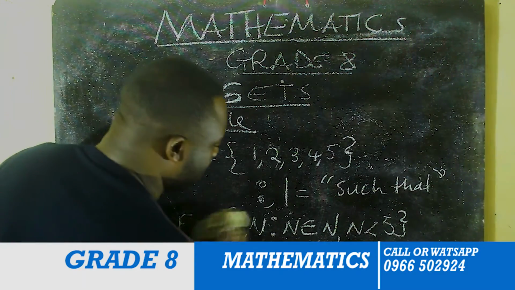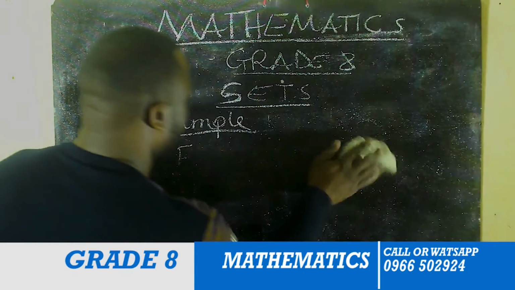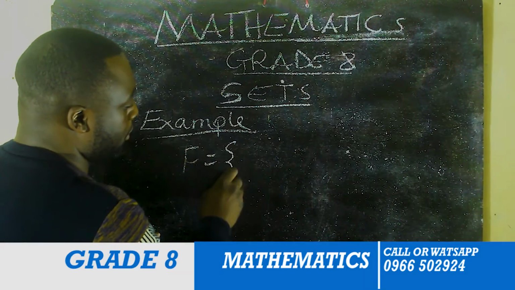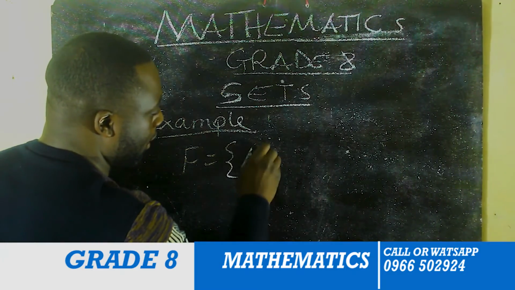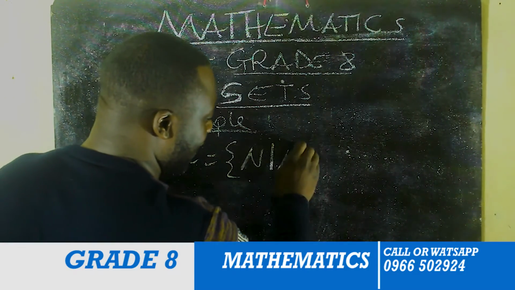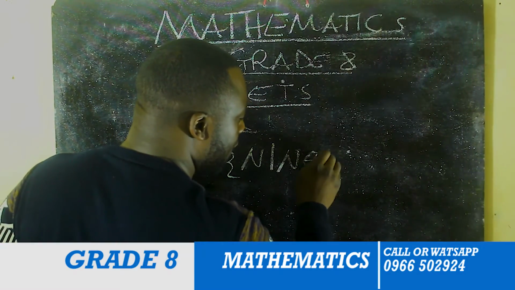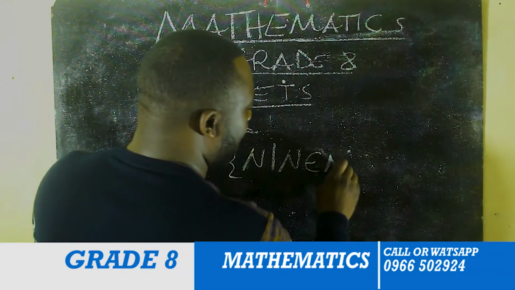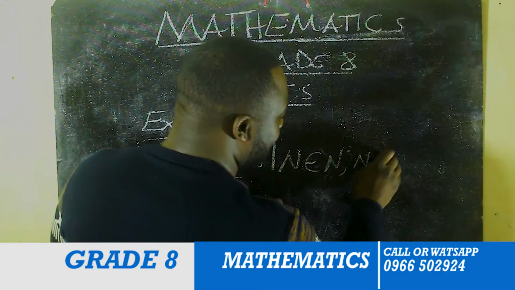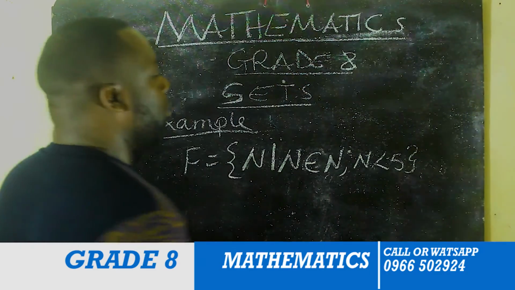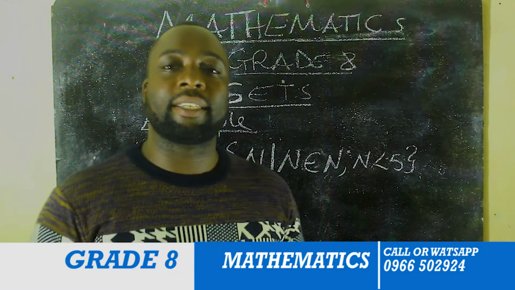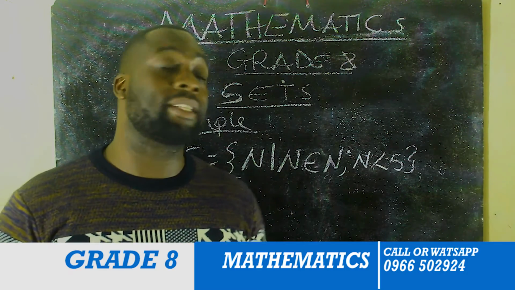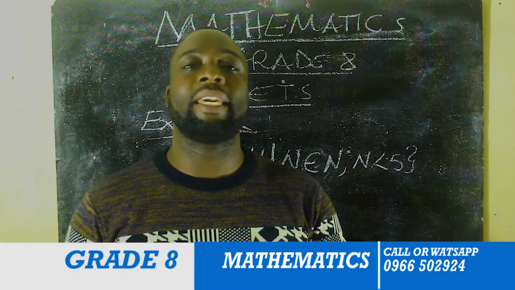We can use the other symbol. We say F = {n | n is a member of N, and n is less than 5}. So basically, this is how you write a set builder notation. It's not difficult. All you need to do is practice, practice, practice. And the more you practice, the more it becomes easier.